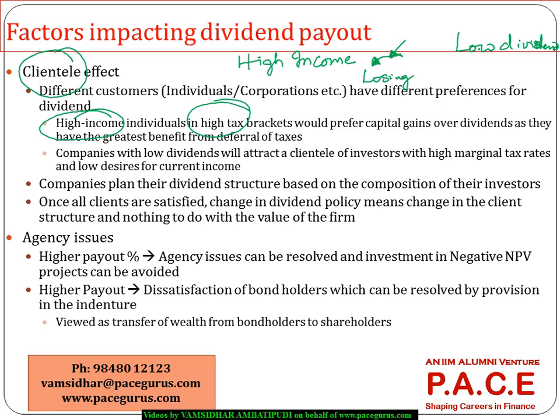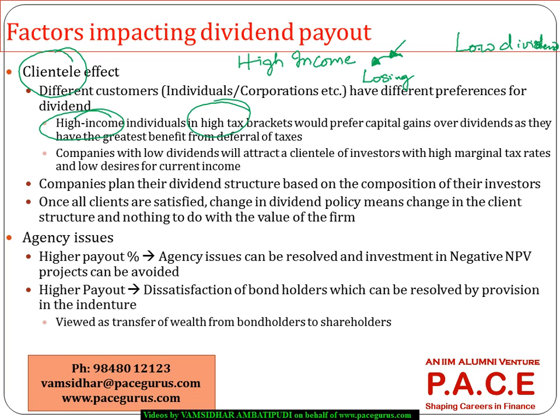A company which is planning to pay more and more dividend, the typical investors would be the ones who are looking at dividend as a source of monthly income or yearly income, and they are looking for companies which are paying more and more dividend because they are in very low tax brackets. So the clientele and the composition of the clientele will have an impact on the dividend policy of the company.